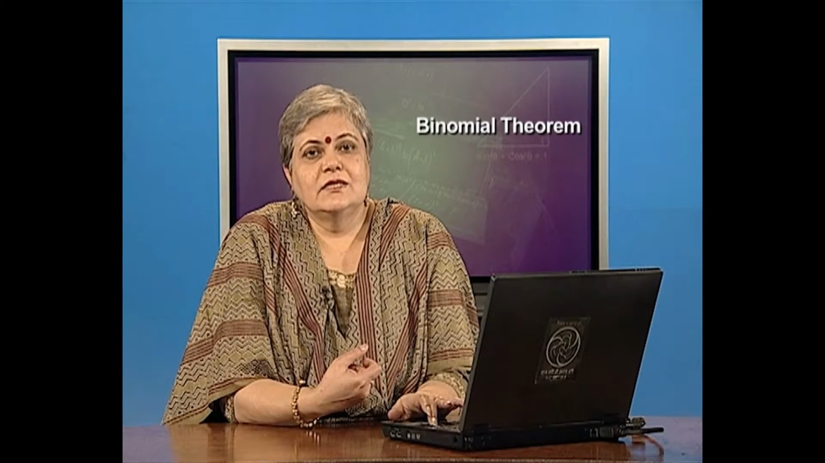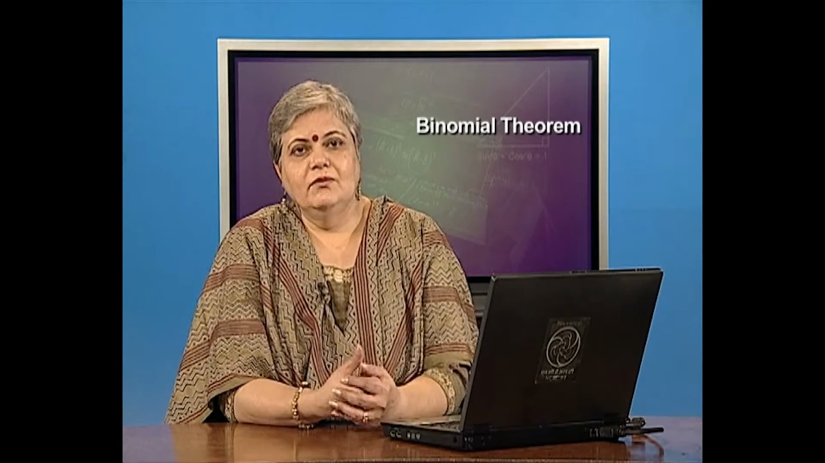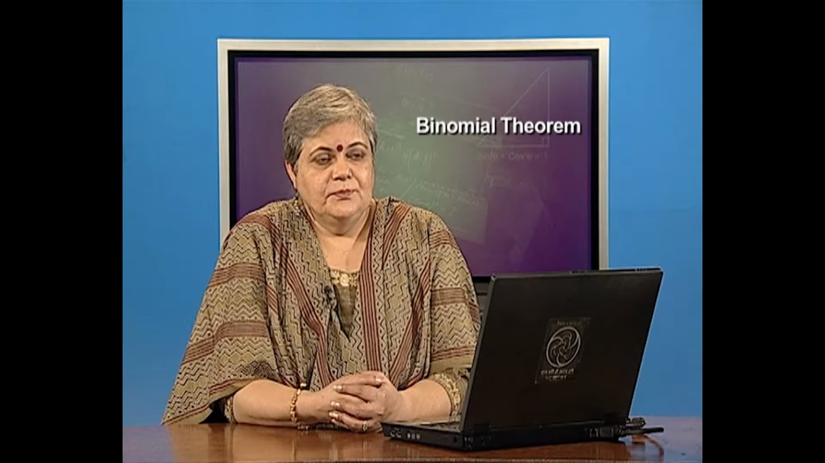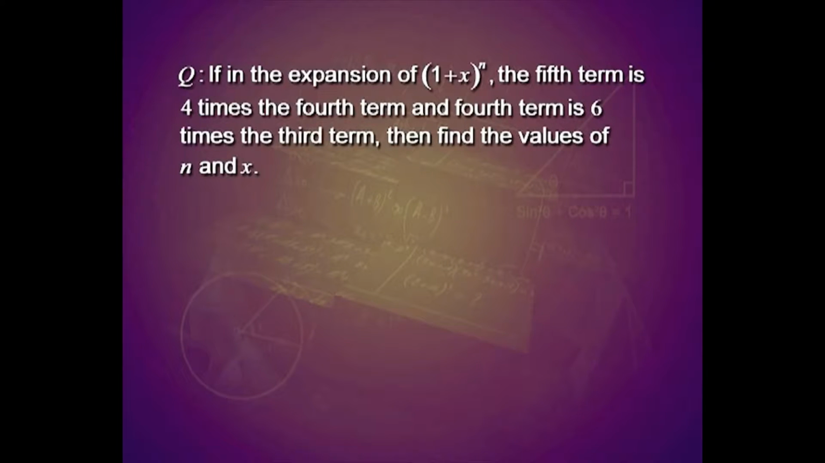Let us take our next question, which is definitely not a 1 marker. So, note it down and let us start thinking about it. If in the expansion of (1 plus x) to the power n, the fifth term is 4 times the fourth term and the fourth term is 6 times the third term, then find the values of n and x.